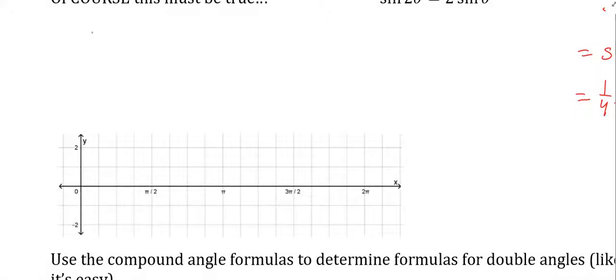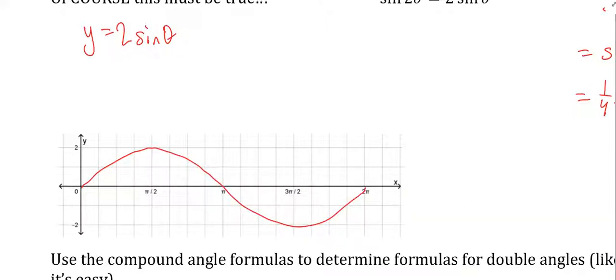What if I split these up into two different graphs? Y equals 2 sine theta. What graph is that? What are the transformations? Remember on that day where we did the activities, what are the transformations happening here? Vertical stretch by a factor of 2. So this is sine. We go up. I'm going to do this kind of quickly, so hopefully it's good enough. Yep, that's not bad. So that's my y equals 2 sine theta.